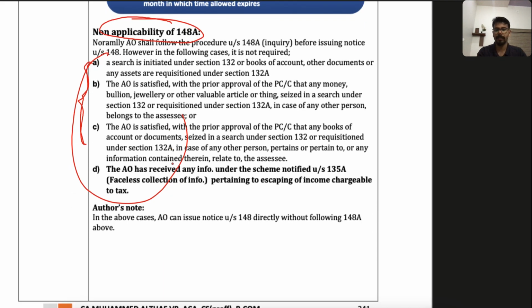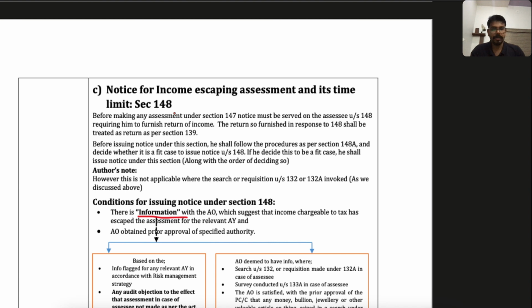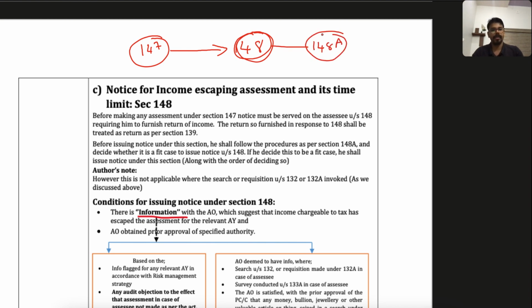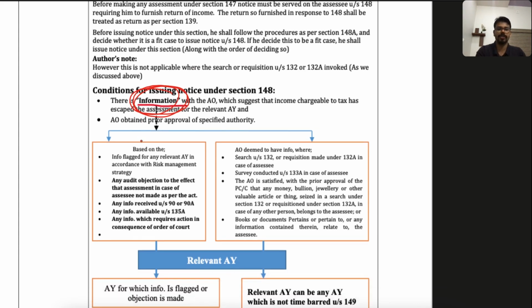Okay, yes. Then the time limit, I already discussed that for 147 income escaping assessment, they have to issue notice under 148. Before that, they have to conduct inquiry under 148A. Yes, okay. So we are talking about this 148 notice. So when can the department issue notice? When they have information in their hand.